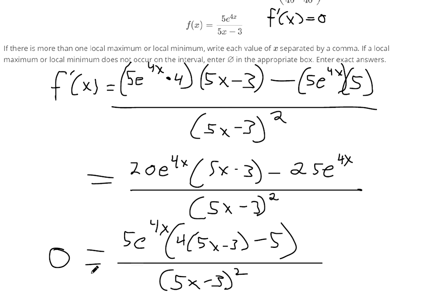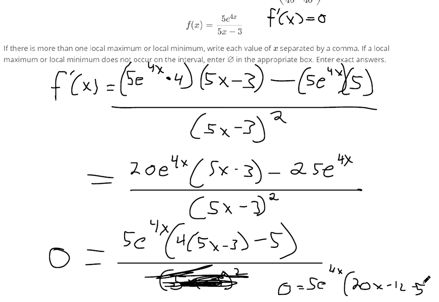So we want to multiply both sides by the denominator. That's just going to cancel it out, right? 5x minus 3 squared, you multiply that to 0, just makes 0. So down here when we simplify, that's 5e to the 4x. And then if we simplify in here, that's 20x minus 12 minus 5. 20 minus 12, yeah, okay. And then simplifying a little bit more, that's 20x minus 17. We want to set this piece equal to 0 to find out where the derivative equals 0. So if you solve that, you get x equals 17 over 20.